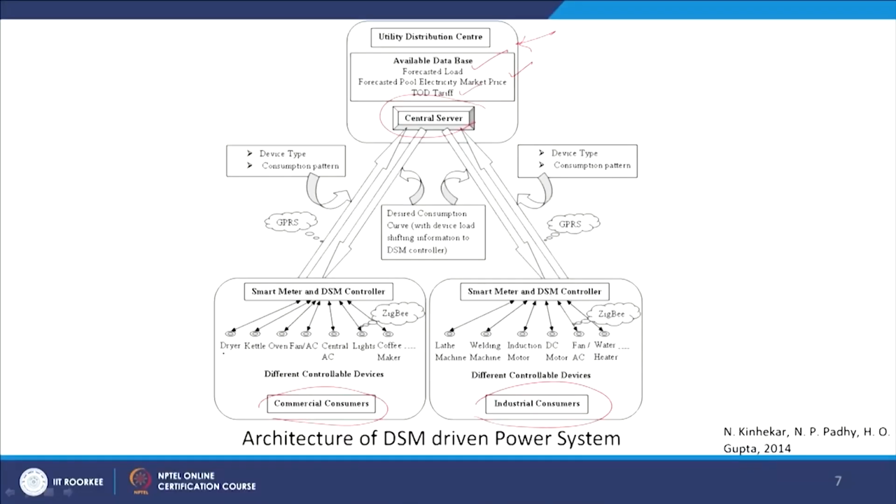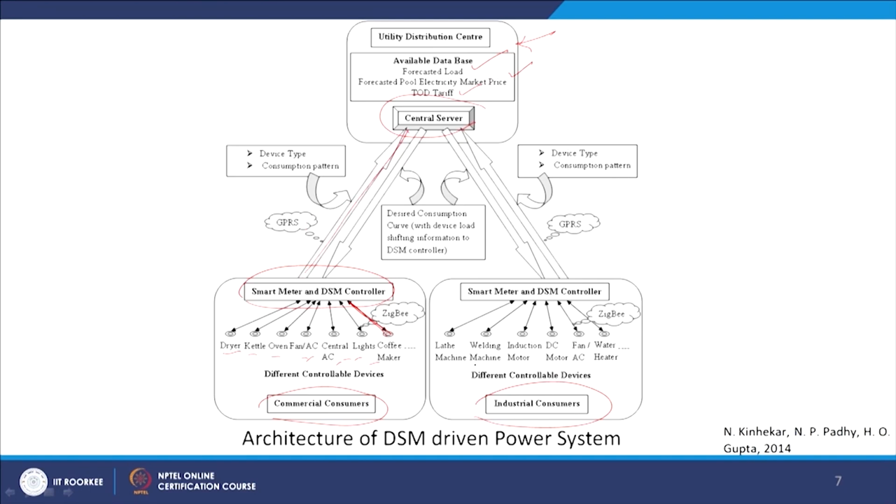So, with this source, now all my devices in a commercial building, starting from AC, central AC, lights, communicate with my smart meter or DSM controller through Zigbee communication technology, and then those data can be transferred to my central server through GPRS.